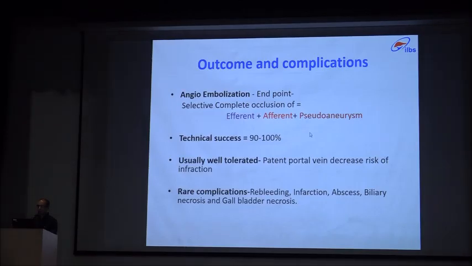Our end point of the angioembolization is the complete occlusion of the vessels, afferent, efferent and pseudoaneurysm, without any injury to the rest of the organ, which can be achieved in 90 to 100% according to literature if the patient is in good condition. It is usually well tolerated because of the dual blood supply of the liver by the artery as well as the portal vein. So if we sacrifice a small part of the artery, the portal vein will take care. A rare complication may arise, especially gallbladder necrosis, if we sacrifice the cystic artery during the embolization.